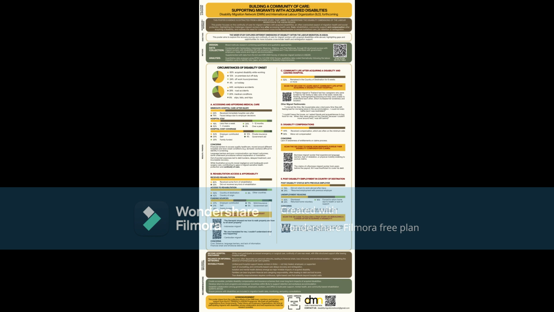44% were workplace accidents, 28% were road accidents, 20% were due to medical conditions, and 8% were slips, falls and trips. Now we move to a different results section from A to E. Section A, Accessing and Affording Medical Care. Section A is about accessing and affording medical care.